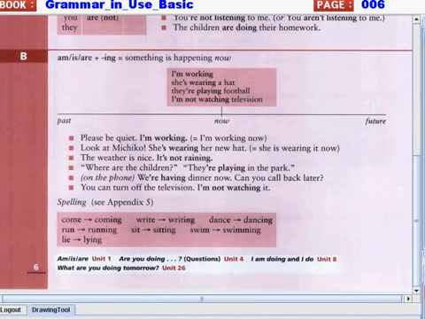Now let's go on to the spelling, because in this case we have to change the form of the main verb here. We have to change it into ing form, right? So let's read these words. Come, coming. Run, running. Lie, lying. Write, writing. Sit, sitting. Dance, dancing. Swim, swimming.